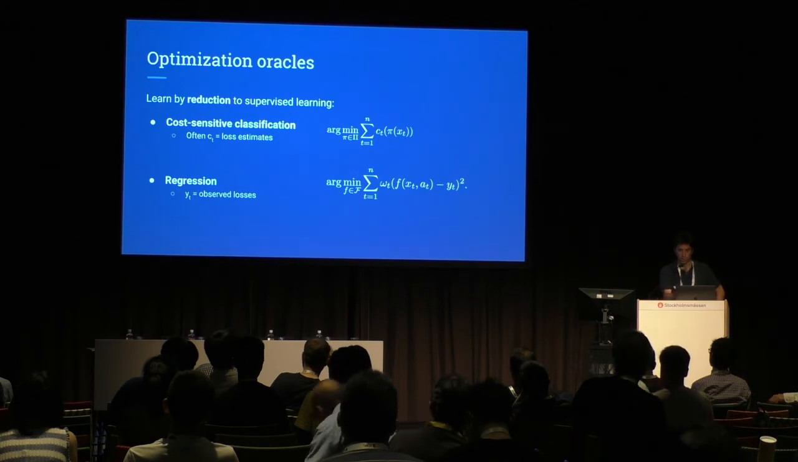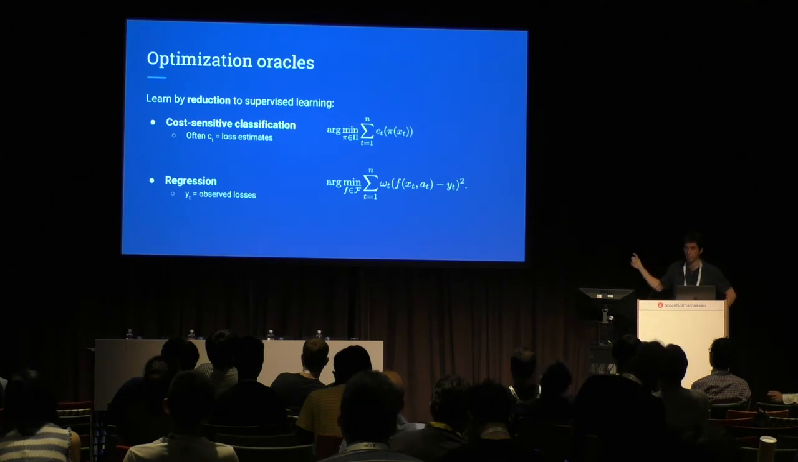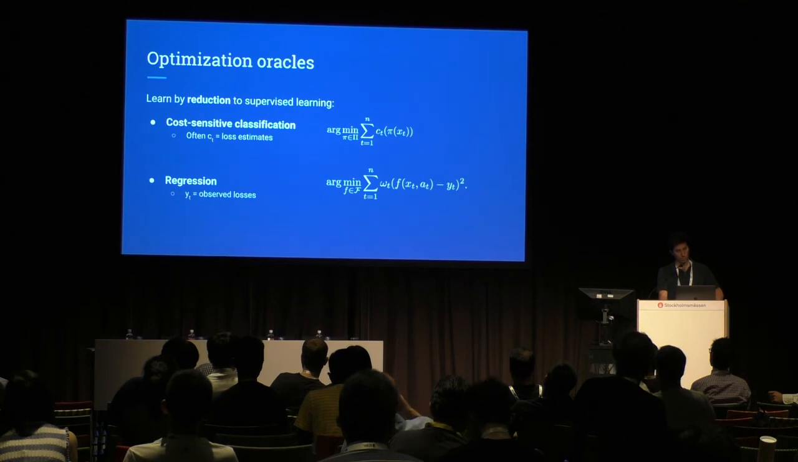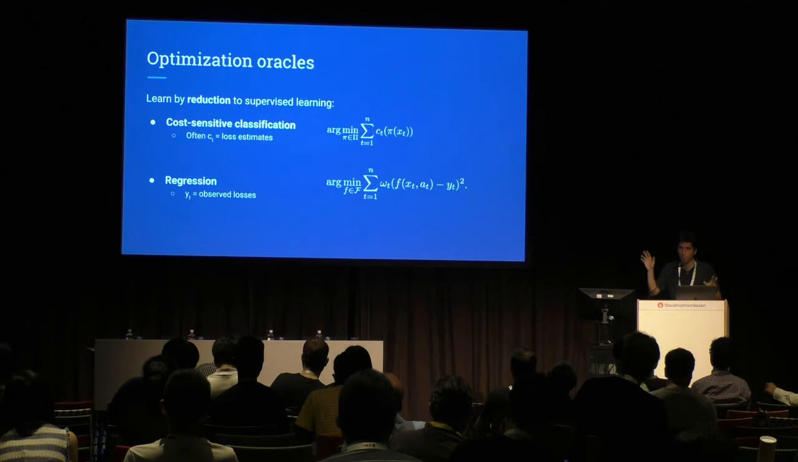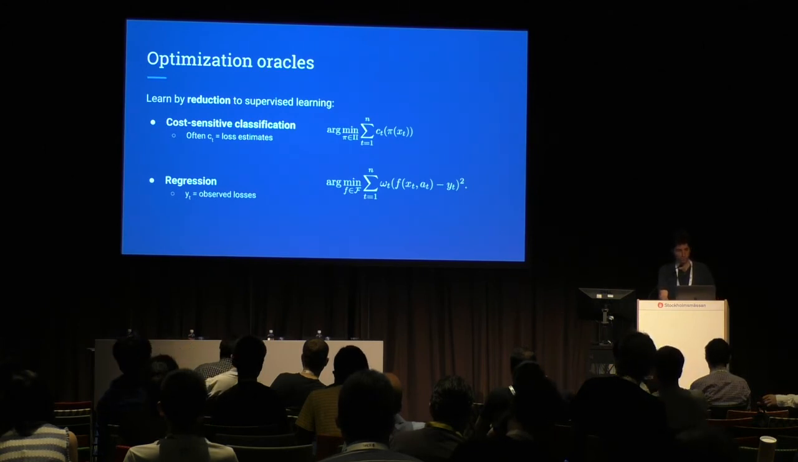And these are things that we know how to do in supervised learning. Another example is just regression here. So you try to find these functions f that map a context and an action to an observed loss. So maybe yt is just what you've observed in the past. And so typically what you might want to do here is try to reduce to off-policy learning. And a lot of algorithms work by reducing to this problem.